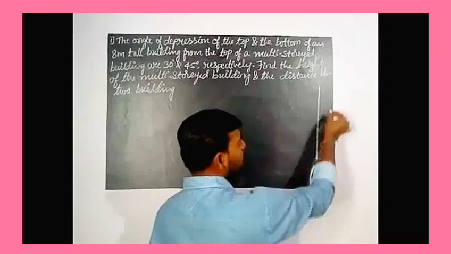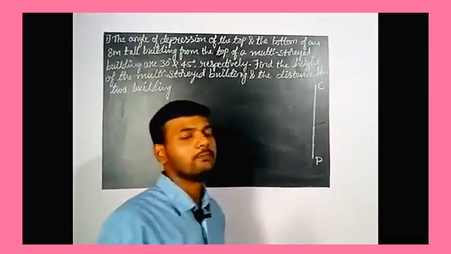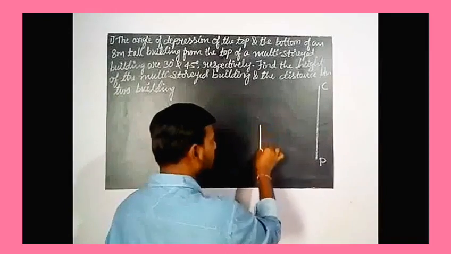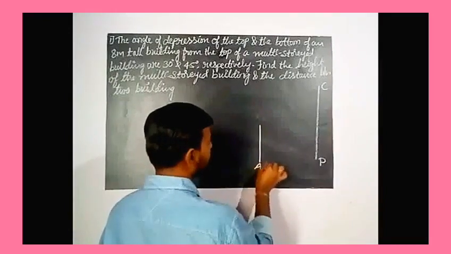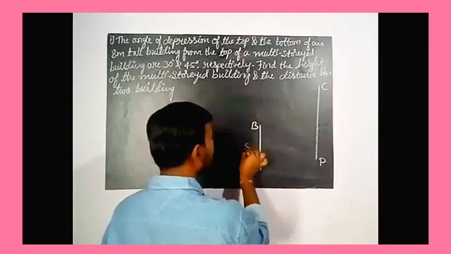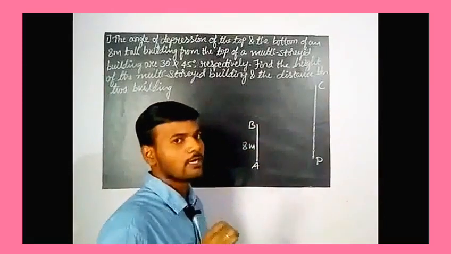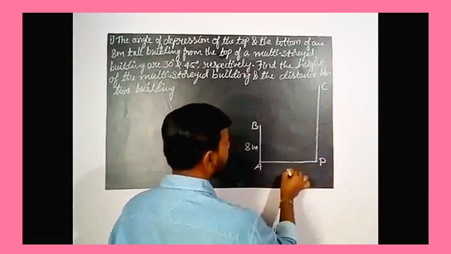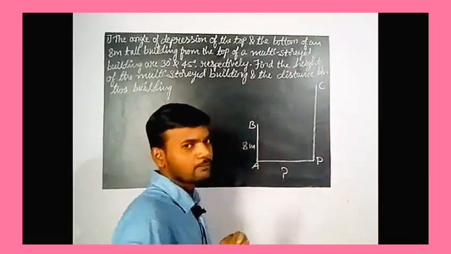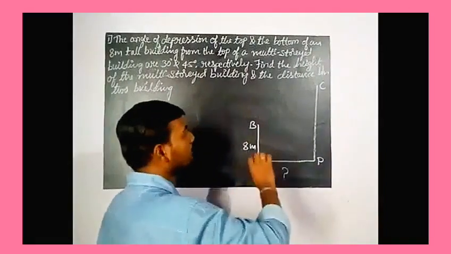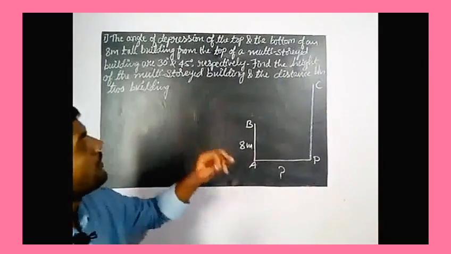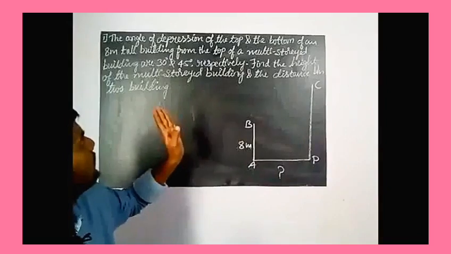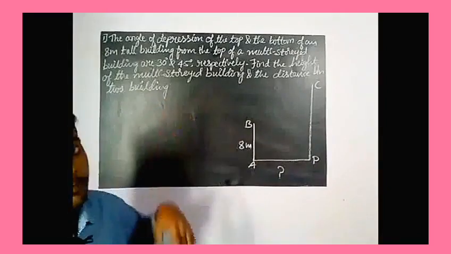Here PC is a multi-storied building, and one more building is there. It is a small building which is AB of height 8 meter. They are separated by a distance. We need to find them. And then here what is given: the top and bottom of the small 8-meter tall building, the angle of depression is given here.